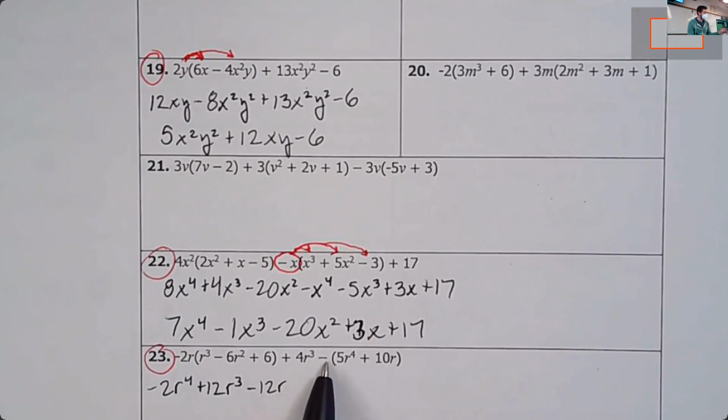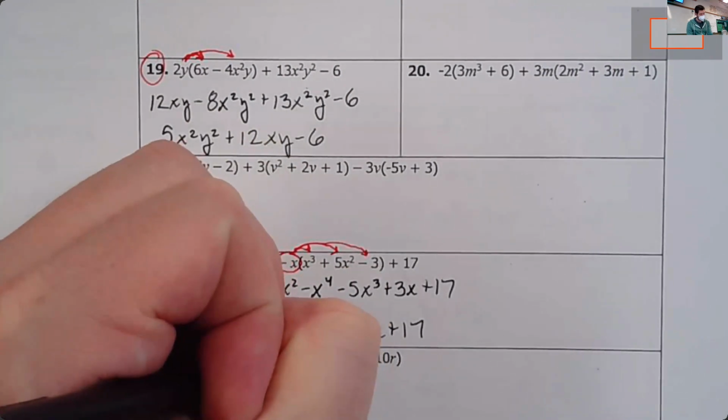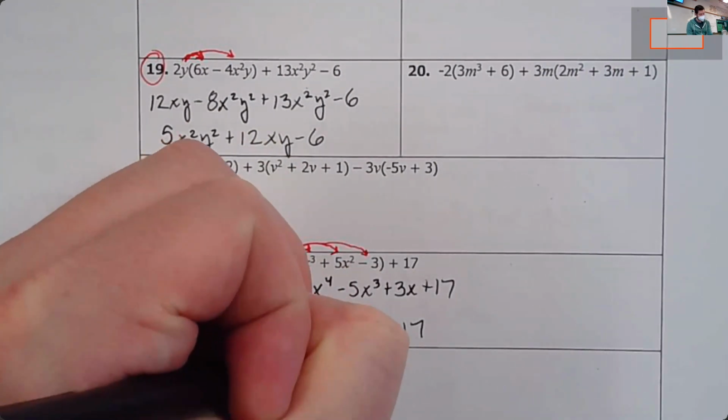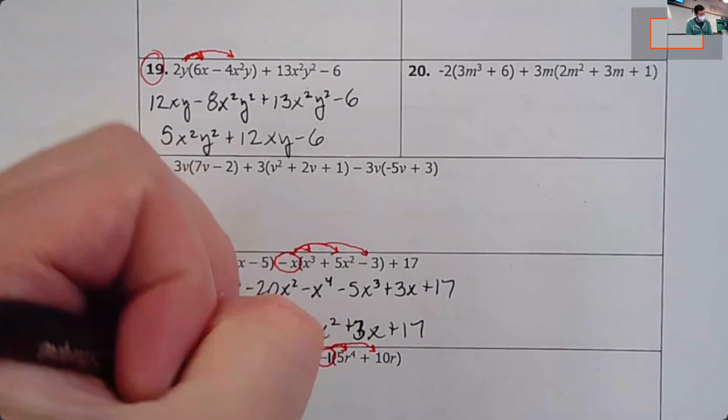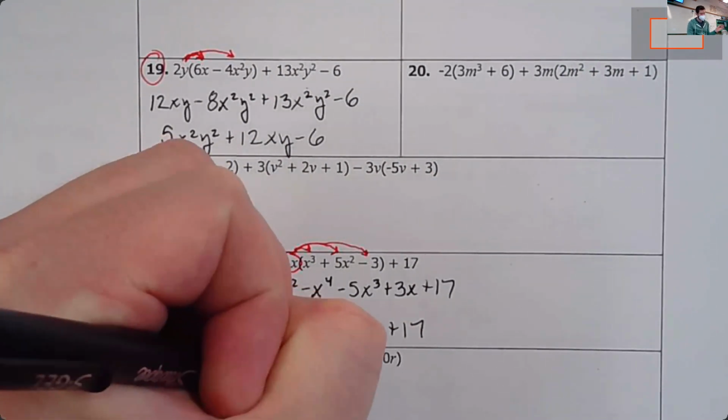The minus is what's right up against the parentheses, which essentially means it's a negative 1, which is what we will distribute into the second set of parentheses. So that negative 1 gets distributed into the 5r to the fourth plus 10r. Don't forget about, though, we have a plus 4r to the third still. So plus 4r to the third.